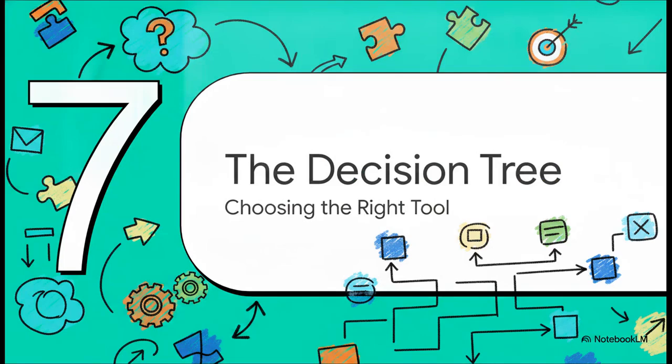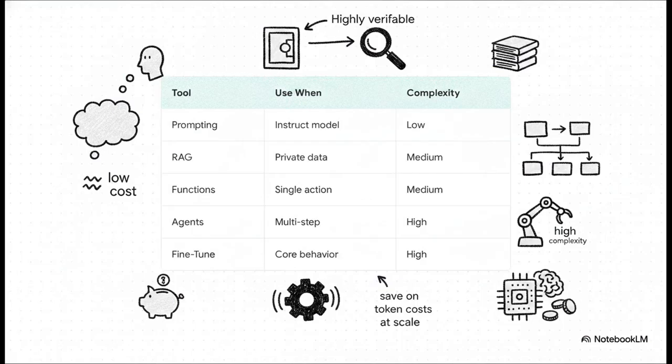The ultimate decision tree. Okay, let's bring this all together into a really practical, strategic guide so you know exactly which tool fits your specific problem. Here is your rule of thumb matrix. Need to instruct the model? Use prompting. It's low cost, low risk. Need to give it private knowledge? Use RAG. It's medium complexity but highly verifiable. Need it to take a single structured action? Function calling. Need it to plan multi-step workflows? That's when you use agents. High complexity, high power. Need to teach it a completely new core behavior or maybe save on token costs at a huge scale? Only then do you pull out fine-tuning.